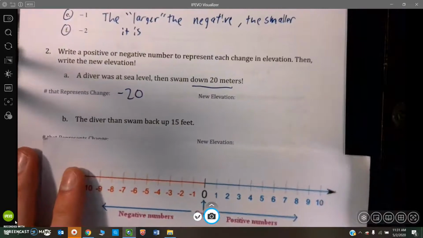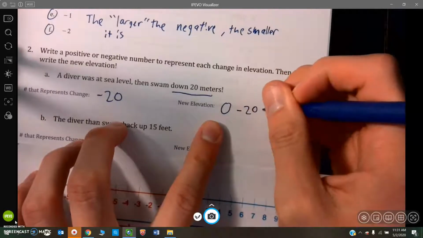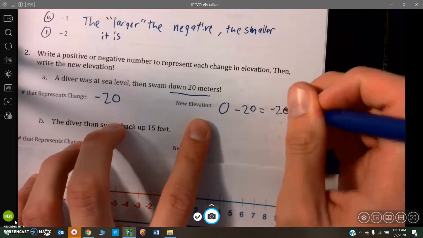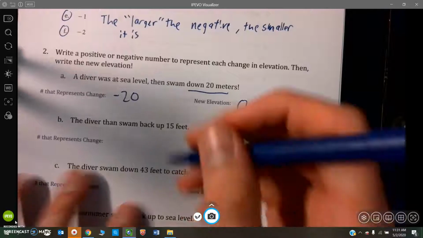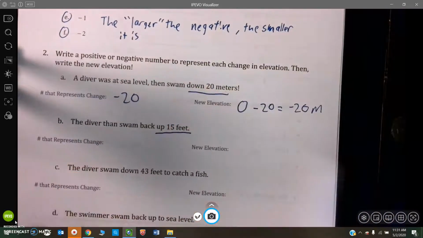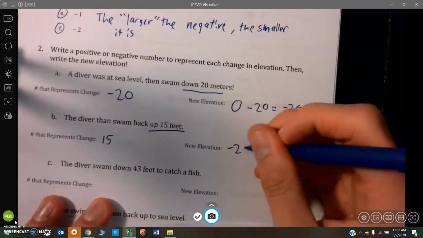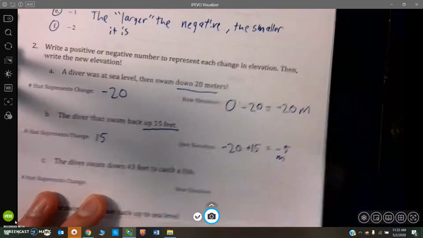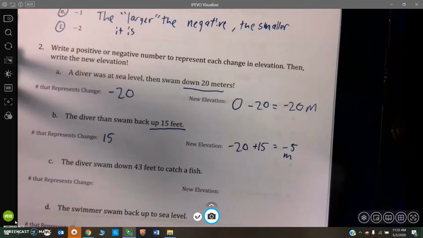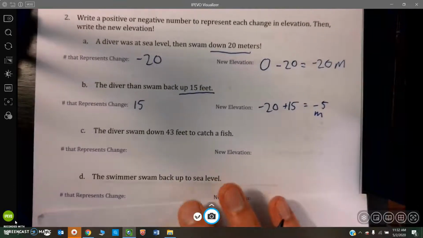So that is negative 20. And their new elevation, if they started at 0 at sea level and went down 20, 0 minus 20 is negative 20 meters. That's their new elevation. Now the diver swam back up 15 feet. So if you swim up, you're going positive. So that would be positive 15 would be the number that represents the change. And negative 20 plus 15 would get us to negative 5 meters, would be their new elevation. So they're still below the surface of the ocean, but they are a little bit higher. They're just 5 meters below now.